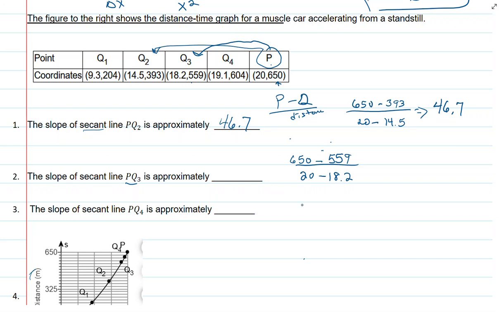So this guy would be the 650 minus the 604. Sorry about that. From 20 minus the 19.1. The 19.1 blew me. So we would do these in this particular problem and get the answer. Is everybody comfortable with that?